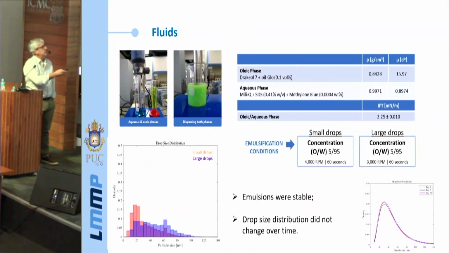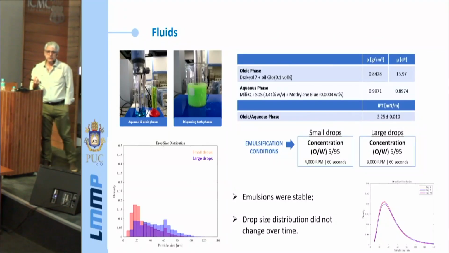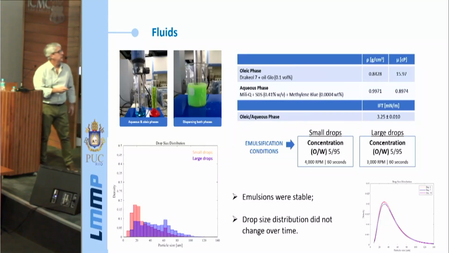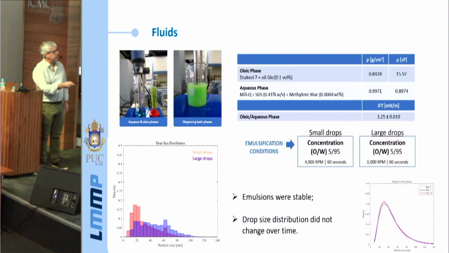The same fluids, we have a mineral oil in an aqueous phase. We have to put surfactant in the water such that the emulsion is stable. If I'm injecting an emulsion that's not stable, this won't work because the drops will coalesce. Now I start having very large drops inside the porous media, so that won't work, okay? And so we produce emulsions with two different size distributions.